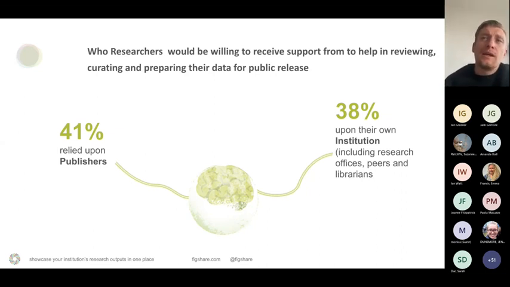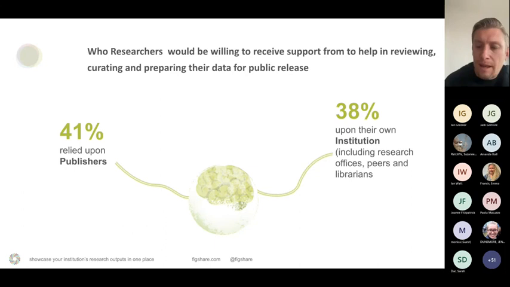We find that when researchers are looking for help in making their data available, we asked, who would you go to for help? So 41% said they rely on the publishers, and 38% said they rely on their own institution, research officers, peers, librarians. And this is interesting because it's kind of the same number, a little bit more from publishers. But I think people are used to going to publishers for disseminating their research, right? So why wouldn't they go to publishers for disseminating their data sets too? And what's actually happening is a lot of organizations have their own data repositories. A lot of institutions do. So you could go to your library, and they could help you with publishing your data.